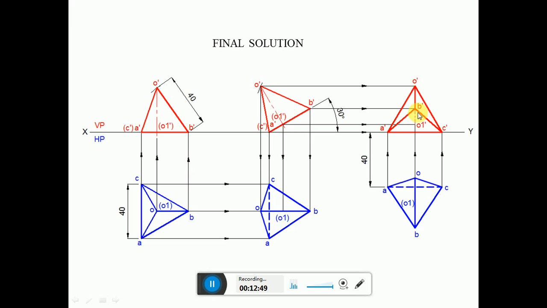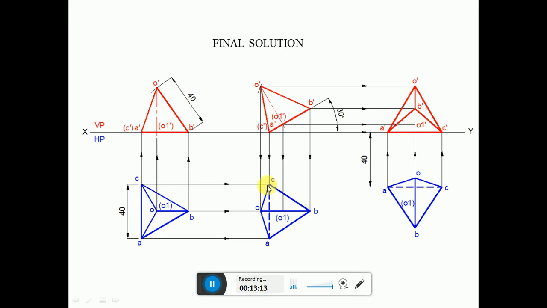Then since from B dash you have the 2 edges which are visible, one is B dash A dash and B dash C dash, naturally B dash O dash also becomes visible. So you dark them. Since A dash, B dash, C dash all are visible edges, the surface A dash, B dash, C dash becomes the visible surface. Then naturally, since O1 dash is on that surface, therefore O1 dash will be visible.